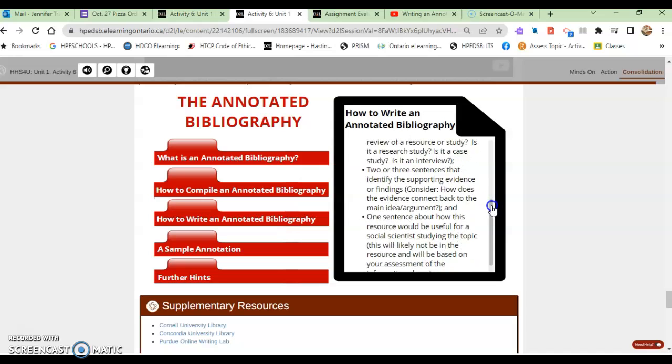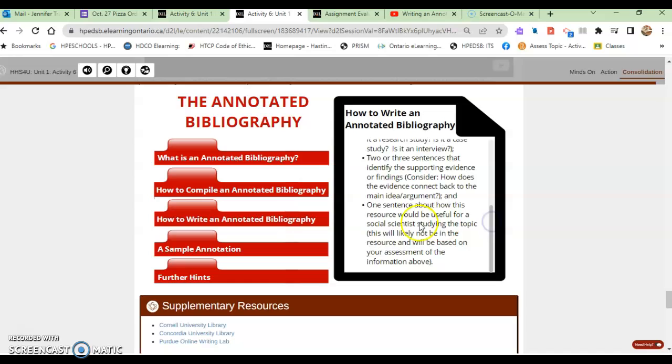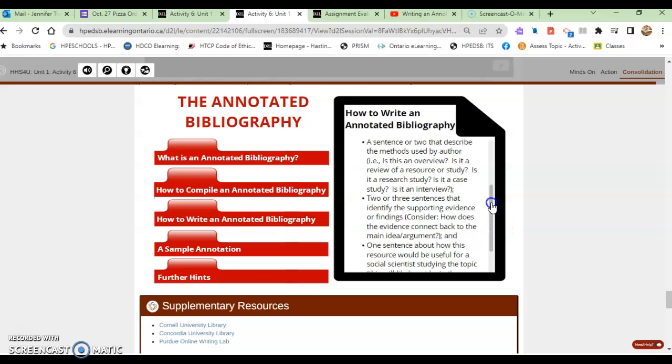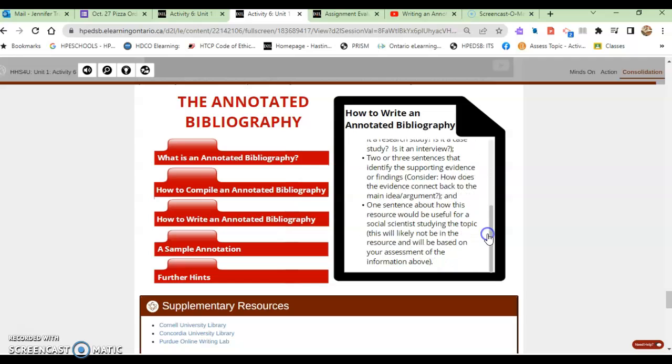Then two or three sentences that identify supporting evidence found within. So you want to look at statistics or evidence that supports the main idea of the article, and how this resource would be helpful to a social scientist. On one part, you're doing an APA citation. The rest of it is a summary of the article, and you want to hit on those points. It's not just a summary of what it is, but you're addressing what the article has in it that will help me in research if I was to do a project on this topic.